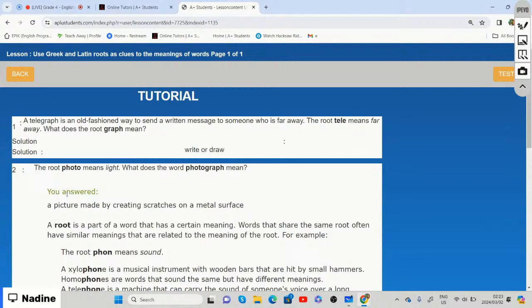So we say the telegraph is an old-fashioned way to send a written message to someone who is far away. Which means that the root tele means far away. So now we know tele means far away.